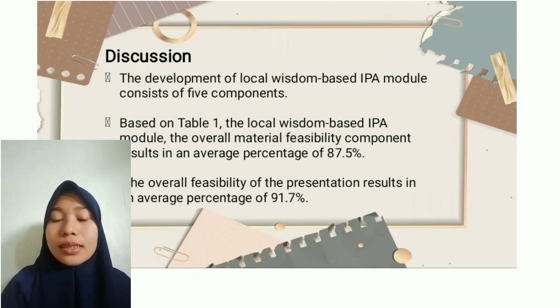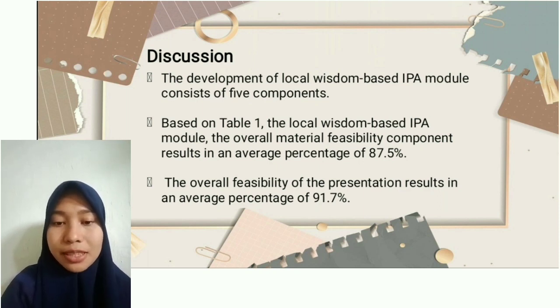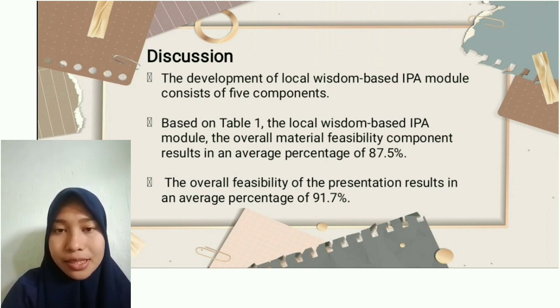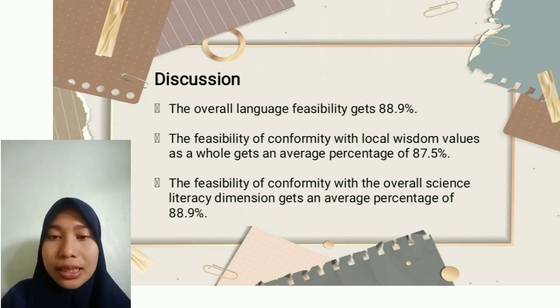Next slide. The development of the local wisdom-based IPA module consists of 5 components. There are material feasibility, presentation, language, conformity with local wisdom values, and compatibility with science literacy. Based on table 1, the local wisdom-based IPA module, the overall material feasibility component results in an average percentage of 87.5% with very good feasibility category. The overall feasibility of the presentation results in an average percentage of 91.7% with very good feasibility category. The overall language feasibility gets 88.9% with very good feasibility category.